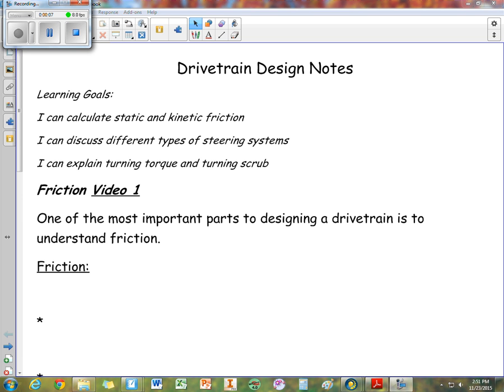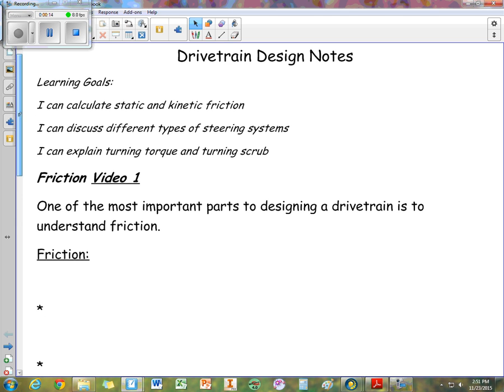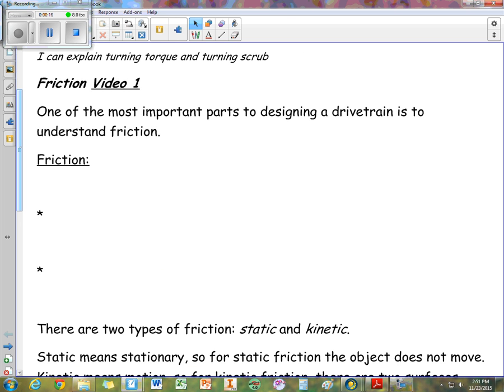I want you to be able to calculate static and kinetic friction, discuss different types of steering systems, and explain turning torque and turning scrub. Okay, so to get us started here, we need to talk about friction. This is one of the most important parts when you go to design a drivetrain.